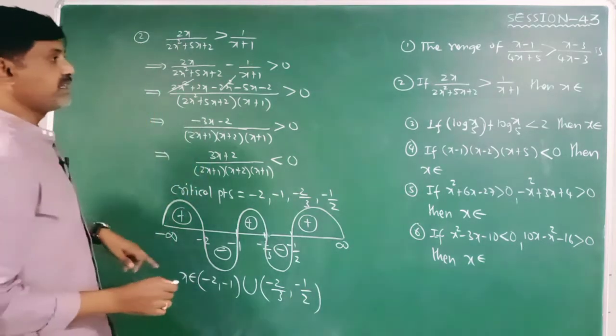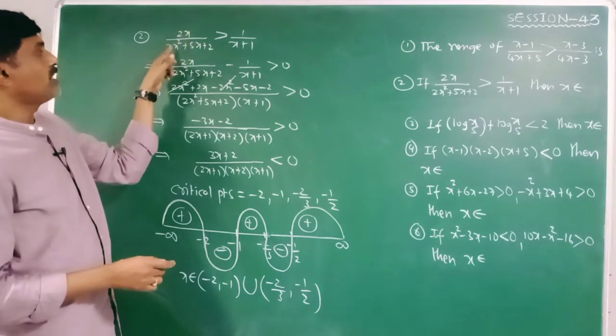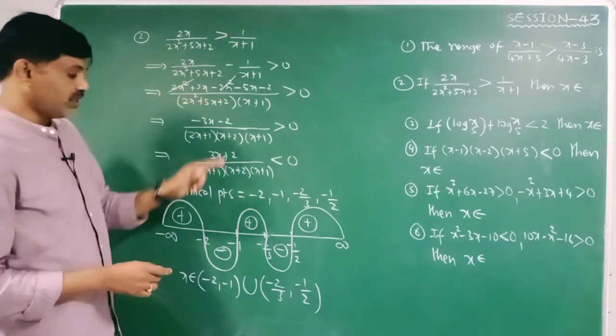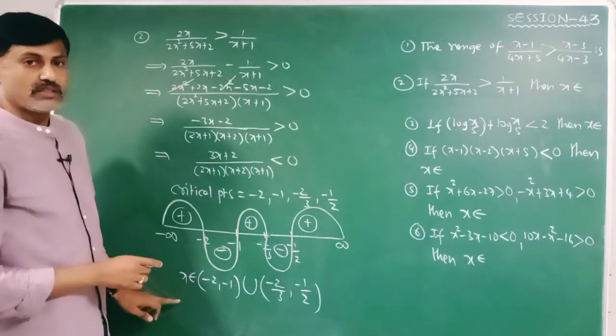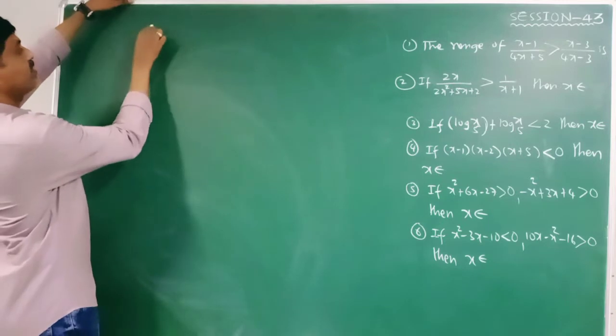This is nothing but the range of this function. Therefore the range of 2x by 2x square plus 5x plus 2 is greater than 1 by x plus 1. Yes, now this is your answer. Okay students, move on to the next question, which is the third.